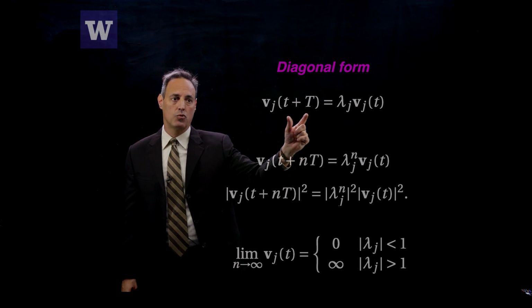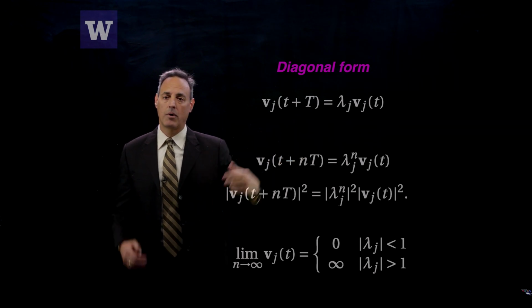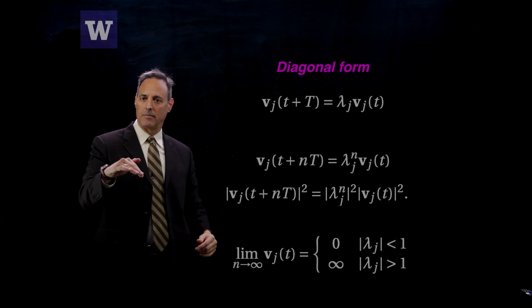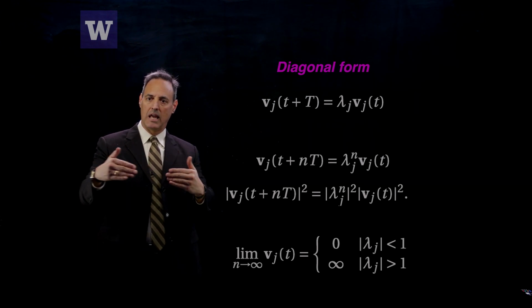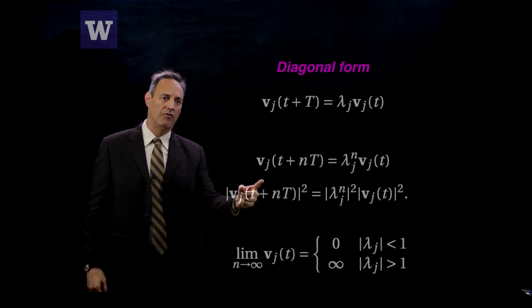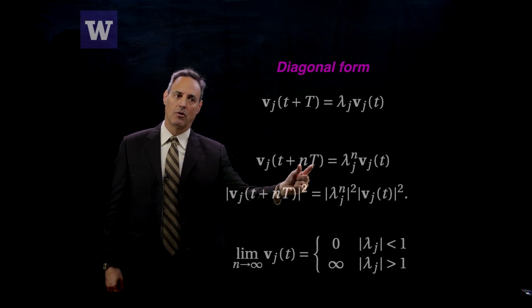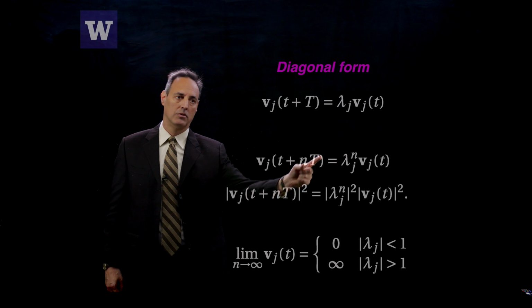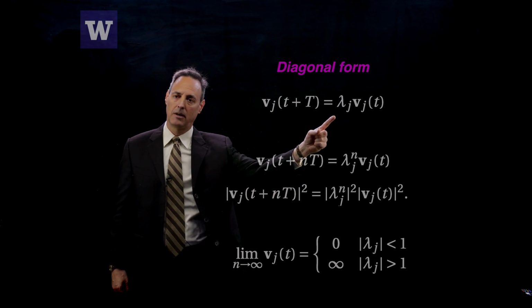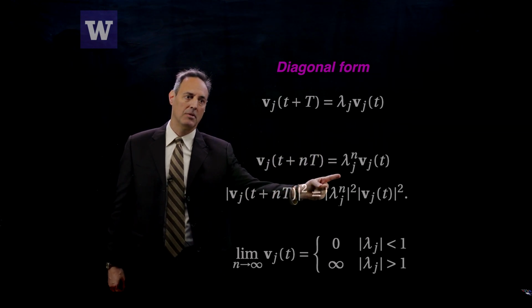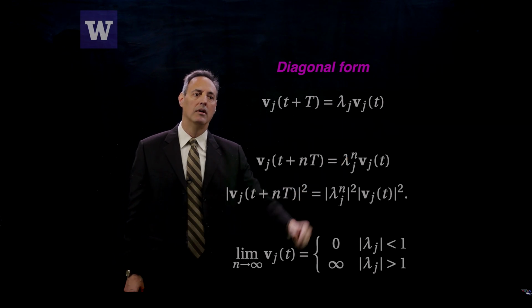And in fact, this is one period in time. What if I wanted to go n periods of time into the future? In other words, n periods ahead in the future, this is v_j(t + nT). So this is how many periods I'm going to go in the future. And all this is going to do, by this formula, is I keep repeating and applying it. It's going to give me this eigenvalue to the nth power times v_j.